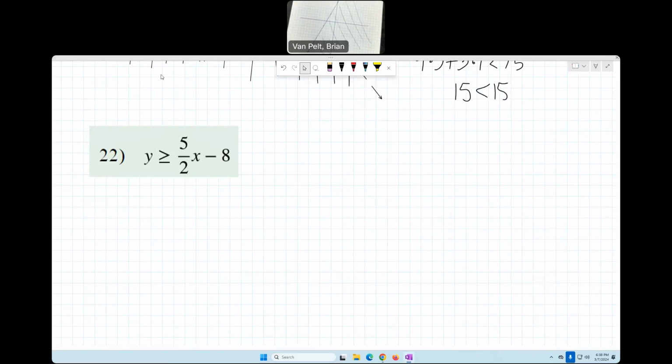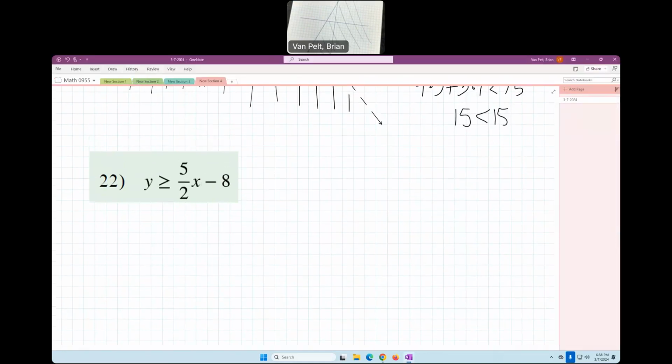That thing doesn't close. Oh, that's nice. Okay. All right. So Y is already solved for. Let me go ahead and get the graph in there.